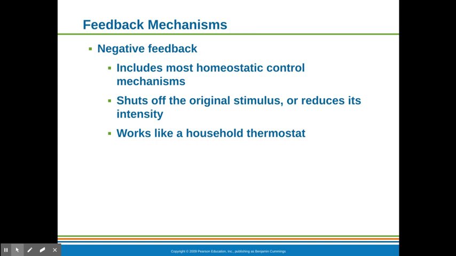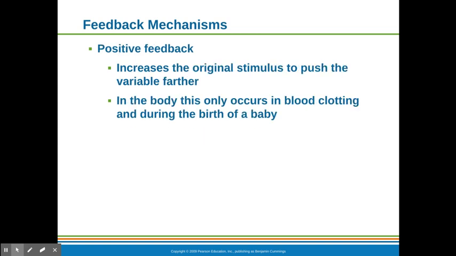The opposite in the winter. You set it at 72 in the winter. When it gets colder than that, it will turn the heat on, warm your house up to 72, and then turn off. Okay, now positive feedback. These are very few within the body. In fact, there's only two, and this is going to increase the original stimulus to push the variable further. So this occurs in blood clotting.